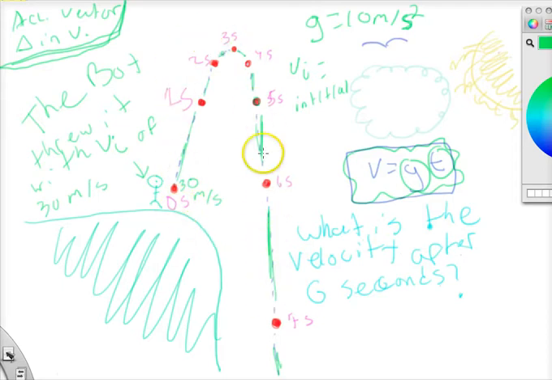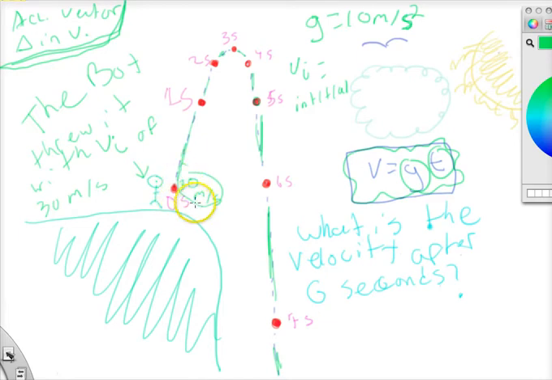and this path is called a parabolic path. If you know from math, this is a parabola, okay? But here he throws it with such a force that it leaves his hand at 30 meters per second, which is what you see in this diagram. So right here, the 30 meters per second, that's his instantaneous speed at 0 seconds.